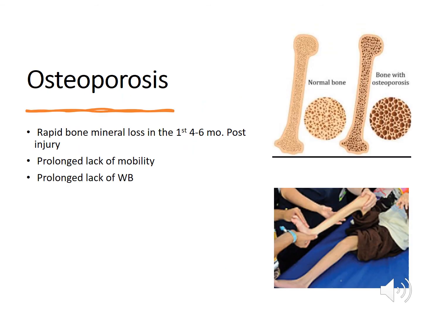The next one here is osteoporosis, and individuals with spinal cord injury may experience a significant amount of bone loss early after injury and then long term. And this is a rapid mineral bone loss in the first 4 to 6 months post injury. This is due a lot to the prolonged lack of mobility and the prolonged lack of weight bearing. Therefore, the density in the bones is going to decrease and may lead the patient to be diagnosed with osteoporosis.